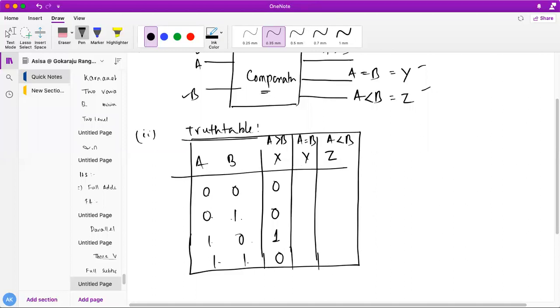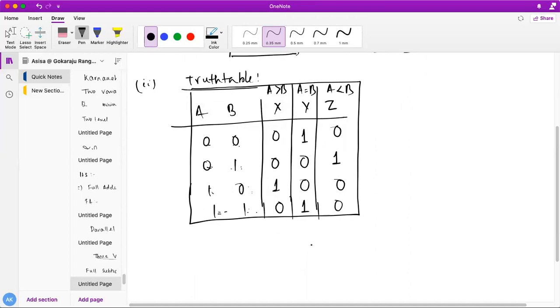Understand, students? Next, what is Y? Y is nothing else but A equal to B. Yes, my output is 1. For 0 and 1, not equal, so output is 0. Not equal, output is 0. Now 1 and 1 are equal, so output is 1. Here, is A less than B? Obviously no. Is A less than B? Yes, output is 1. Is A less than B? No, output is 0. Is A less than B? No, output is 0. So very simple.